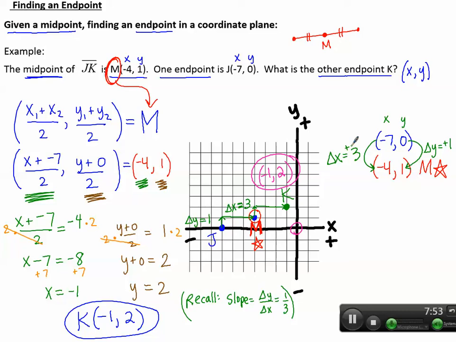We added 3. So to get to the next point, the other endpoint, we're going to do exactly the same thing. Our change in y was +1. So again, we do +1. 1 + 1 is 2. Our change in x was +3. So again, we're going to do +3. -4 + 3 is -1. And there's another way that we found the other endpoint. Notice, same answer, same answer. You choose what works best for you.